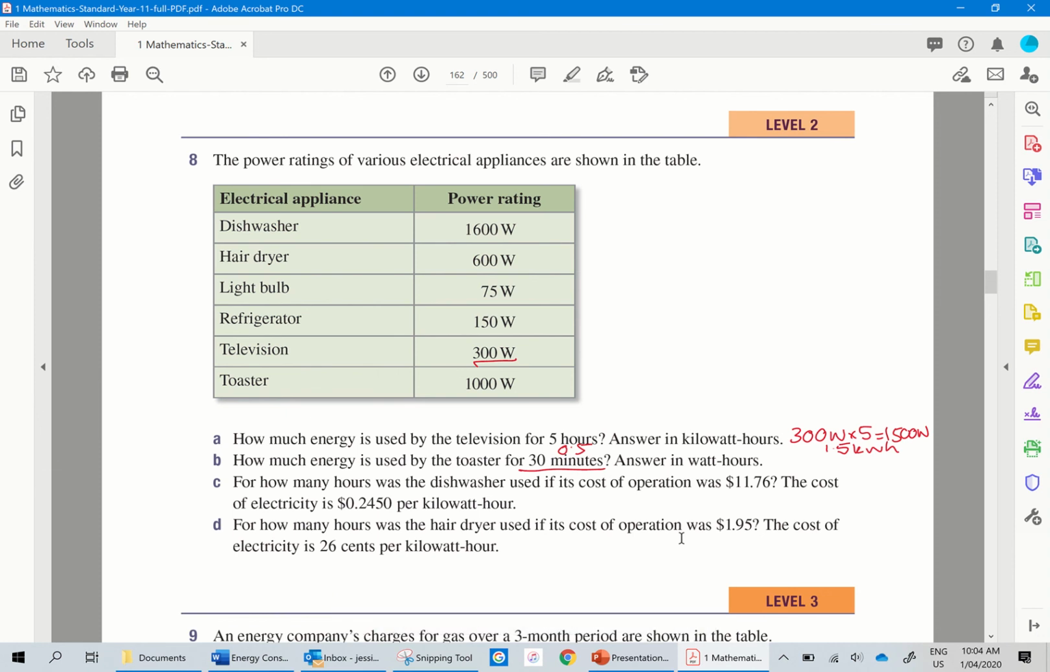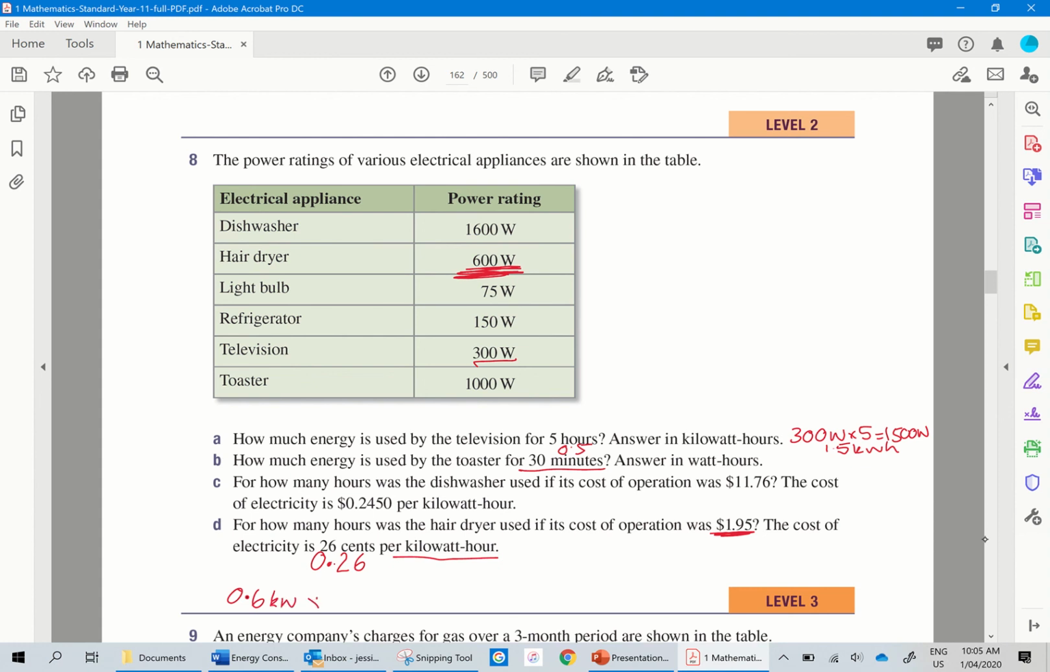This one's quite difficult. We've got, for how many hours was the hairdryer used if the cost was $1.95 and the electricity was charged at 26 cents per kilowatt hour? Where now I know that 26 cents is 0.26 of a dollar, and I'm converting that because this is already in dollars. So think about what I would do. I'd say, okay, well, let's think about this. My hairdryer uses 600 watts. The first thing I'm going to do is say, well, hang on, this needs kilowatt hours, which is 0.6 of a kilowatt.